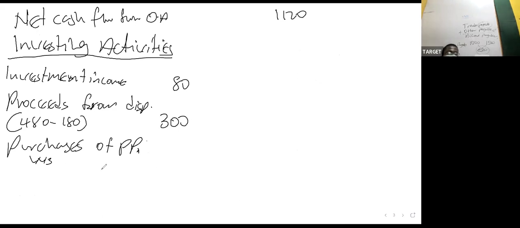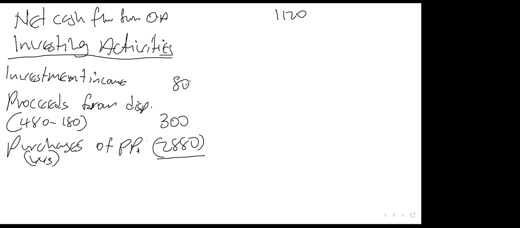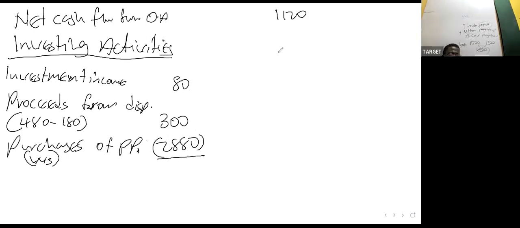So purchases of PPE, bucket number 3. We've done that. We have 2880. Put this in brackets. Agreed. Okay. First one, I hope you get it. Let me just balance it off and run away. Now, that's all. 80 plus 300, what do you get?